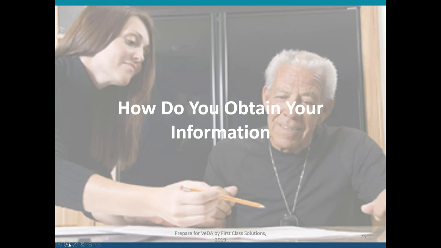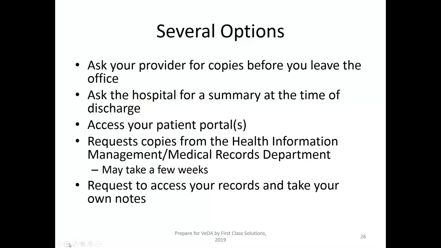Okay, that's enough about PHRs. Let's talk about how you can obtain your health information. There are several options. First, ask your provider for copies of your record before you leave the office. That's usually going to include the notes from that day and perhaps any test results from the previous visits you had. If you are in a hospital setting, ask for a summary at the time of discharge. Of course, access your patient portals whenever possible and download the information, if possible, from those portals for your PHR.